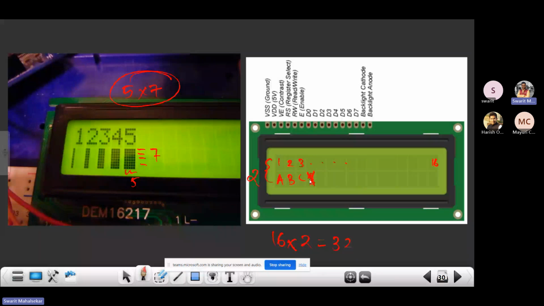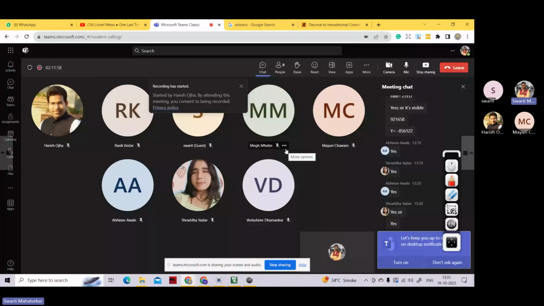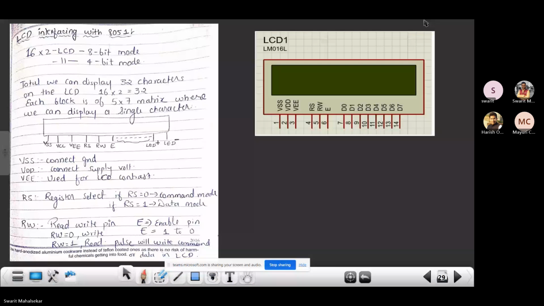So now let me proceed further. But before that, let me just ask, is this part clear or not? Yes, sir. Okay.